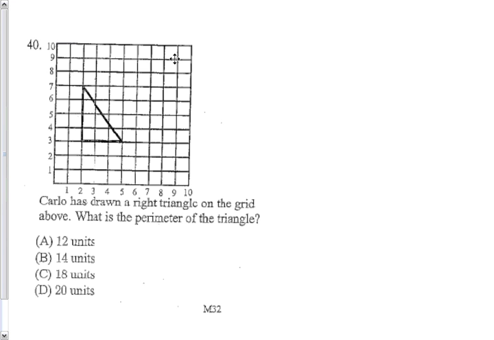Question number 40. If you're watching them in order, you are halfway there, if you're going to watch all 77 of these videos. We've got a geometry question here on the coordinate plane. Carlo has drawn a right triangle on the grid above. What is the perimeter of the triangle?